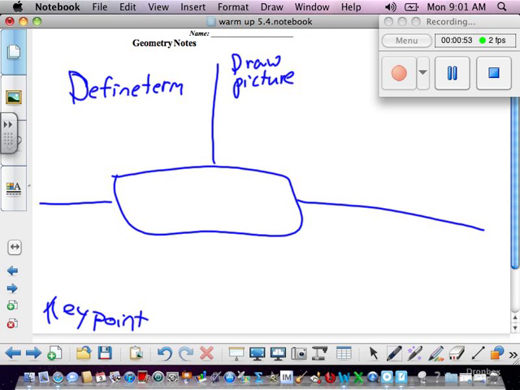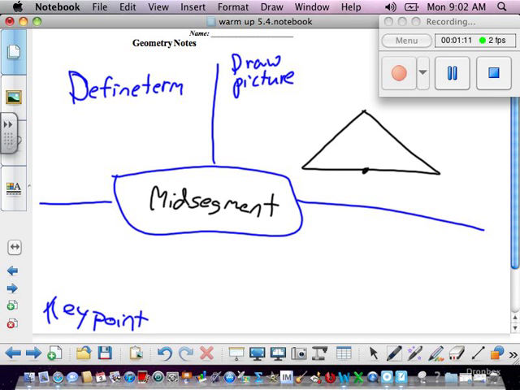Let's do mid-segment. So right in the middle, I'm going to put mid-segment. Okay? So for a mid-segment, I want to draw a picture. I know a mid-segment means two midpoints. So I've got two midpoints, and I've connected them. I also know it is parallel to the third side, and it's half as long.